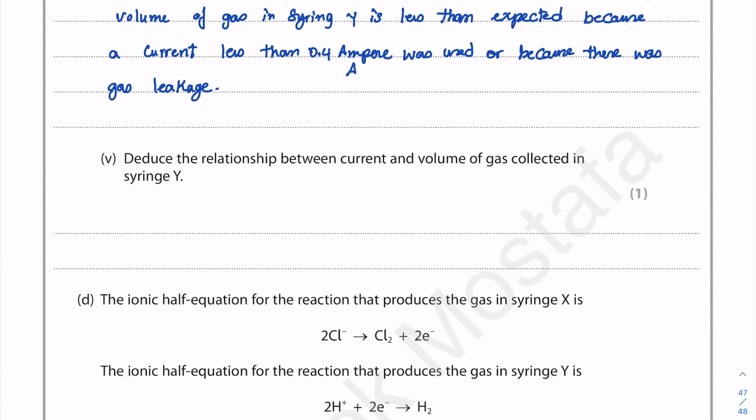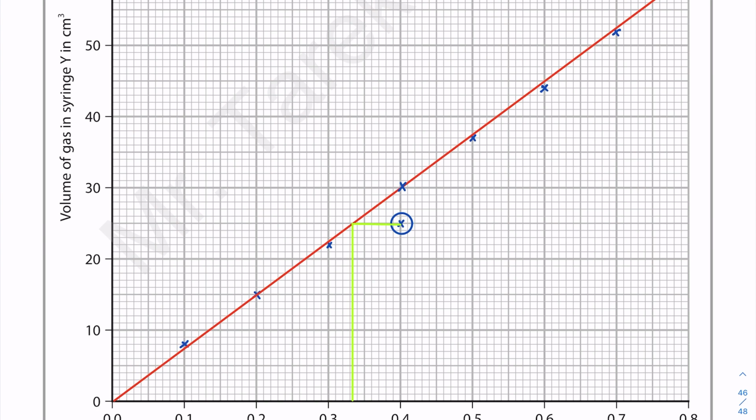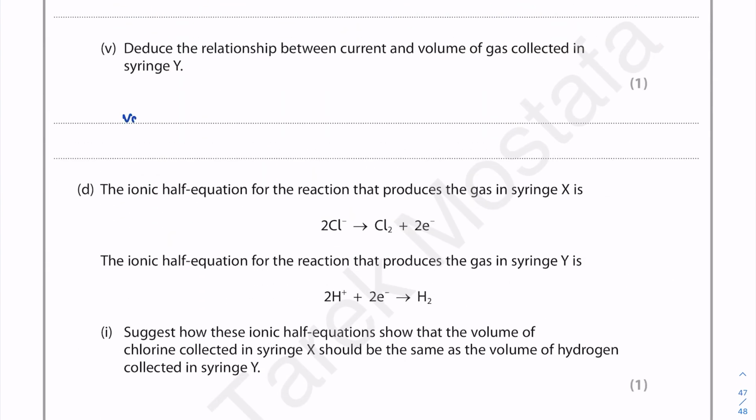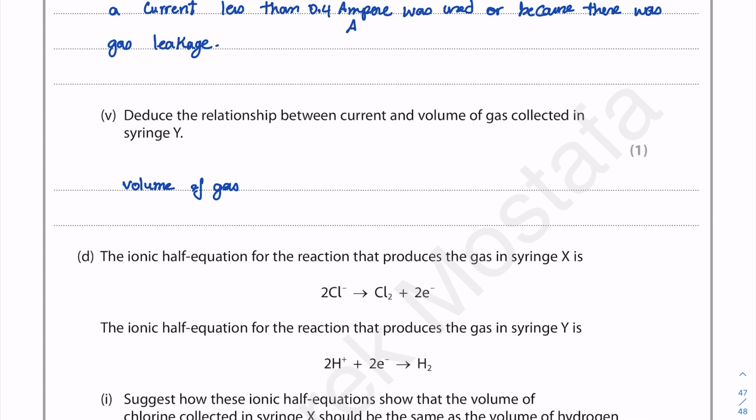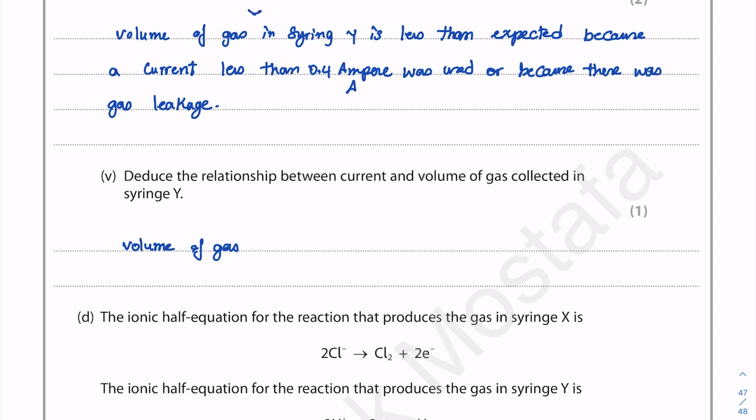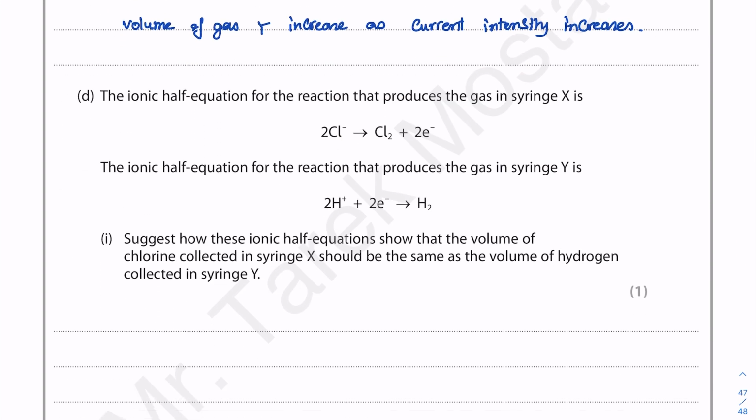طيب deduce the relationship between current and volume of gas collected in syringe Y. واضح كده ان كل ما بيزيد الكارنت بيزيد الفوليوم. يبقى هنا volume of gas collected in syringe Y اللي هو volume of gas Y. يبقى volume of gas Y increases as current intensity increases, as intensity of current increases. يعني كل ما بيزيد ال current كل ما بيزيد ال volume of gas Y.